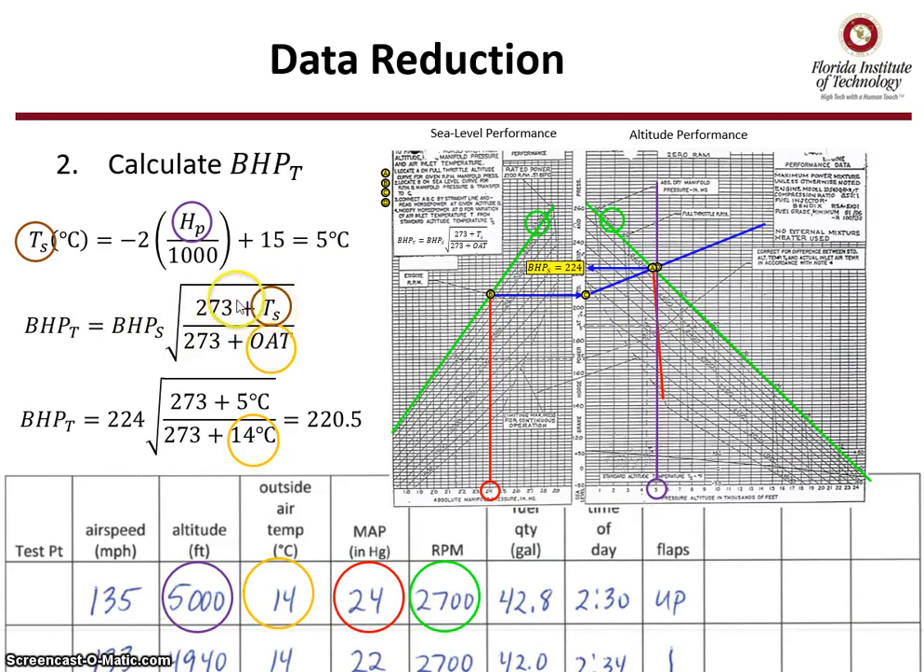In the numerator is the standard temperature for 5,000 feet. In this case, it's 5 degrees Celsius, divided by the temperature we recorded at altitude, which is 14 degrees Celsius. So we were hotter than standard day. Put that into Kelvin, and once we have that ratio, take the square root of that and multiply by our standard brake horsepower of 224, and we see that our test day brake horsepower is 220.5.